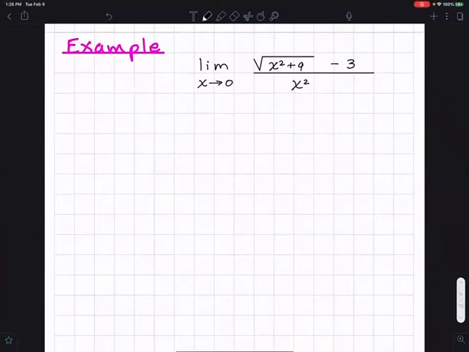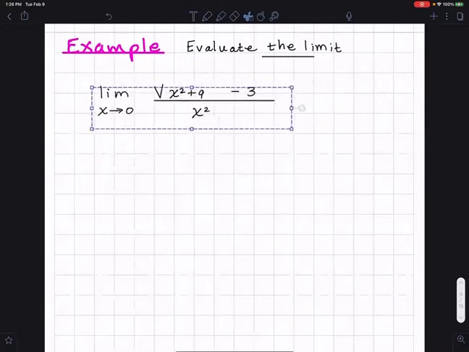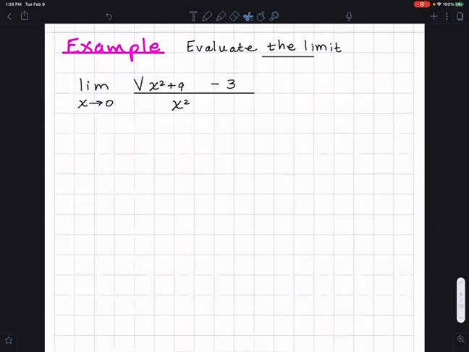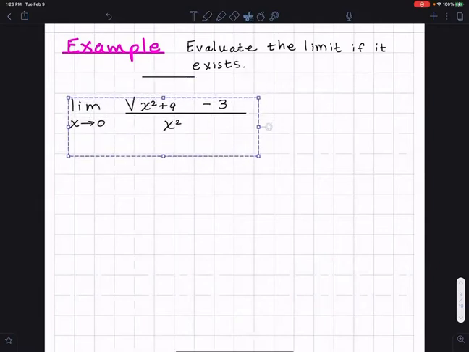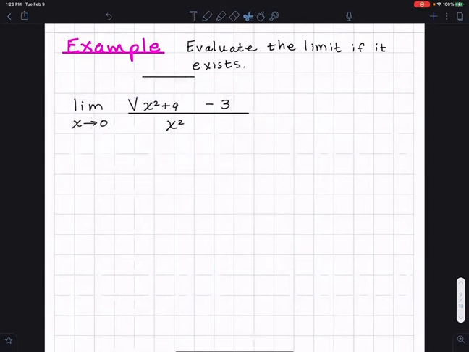All right, let's look at this problem here. I should write some directions, which are: evaluate the limit if it exists. Now, limits don't always exist. So let's see. Evaluate the limit if it exists. This limit here has a radical, as you can see. And what are we going to do about that? So let's just try to figure that out.